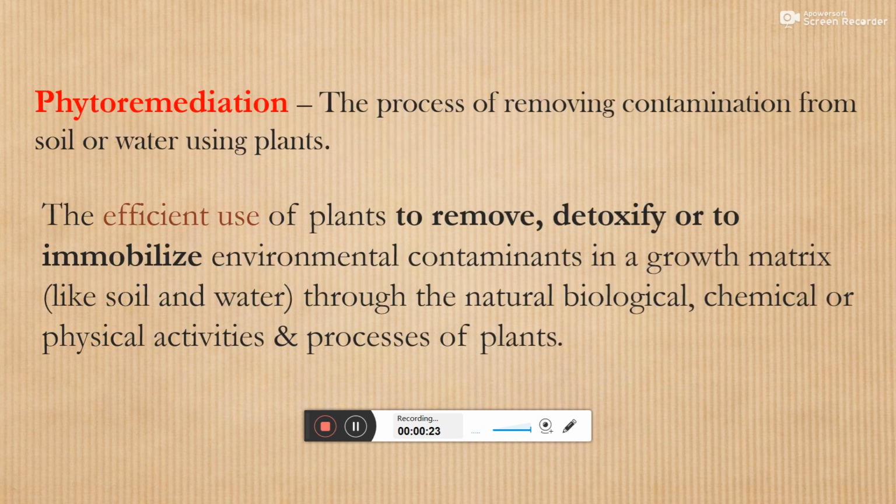And phytoremediation is a process or a method of removing contaminants or pollutants from the soil or water with the help of plants. Or it can be said that it is an efficient use of plants to remove, detoxify or immobilize environmental pollutants or contaminants from the growing matrix, that is soil or water, with the help of plants through their biological, chemical or physical activities or processes.